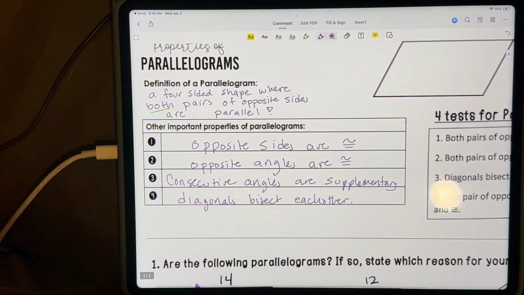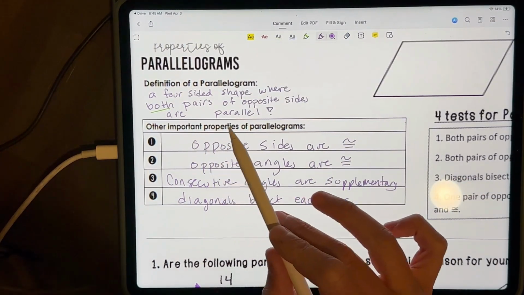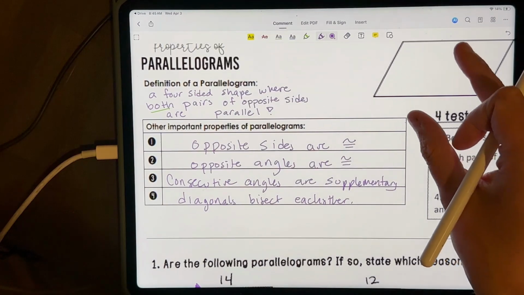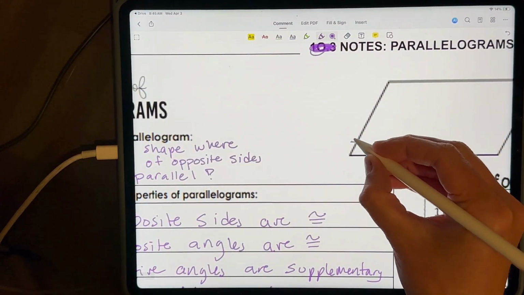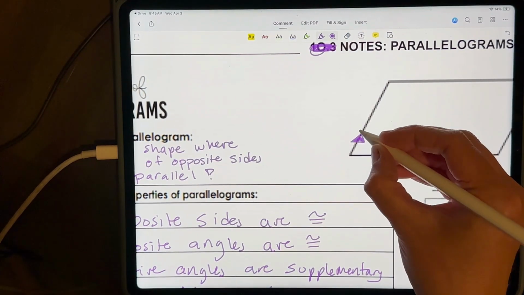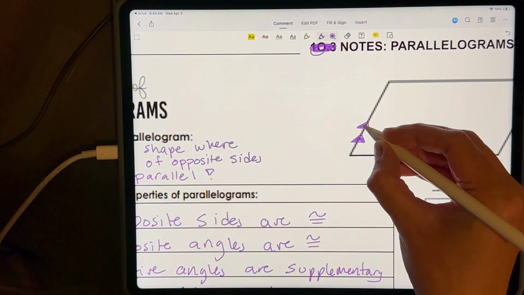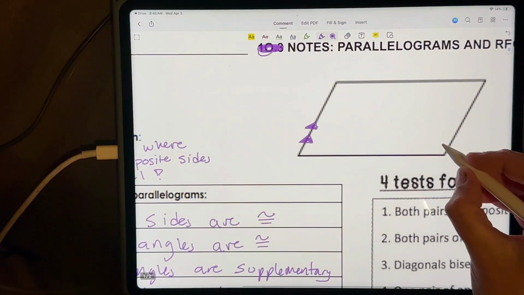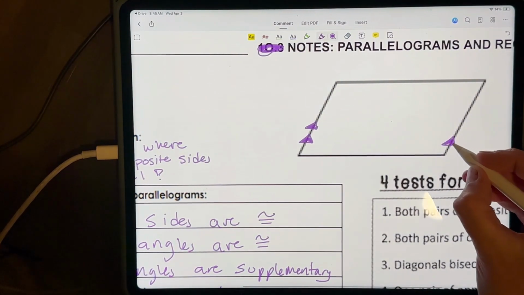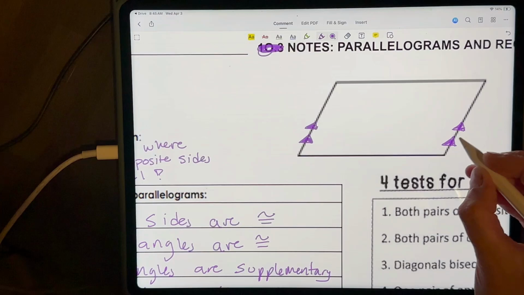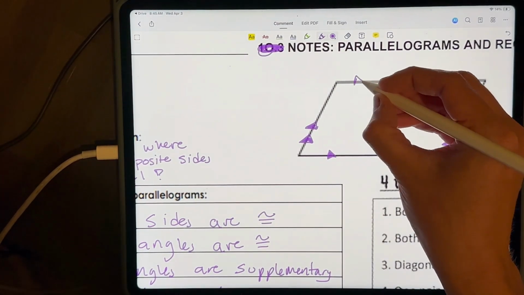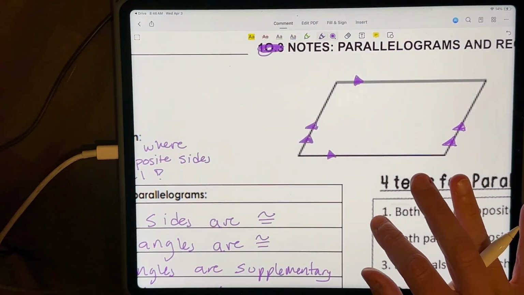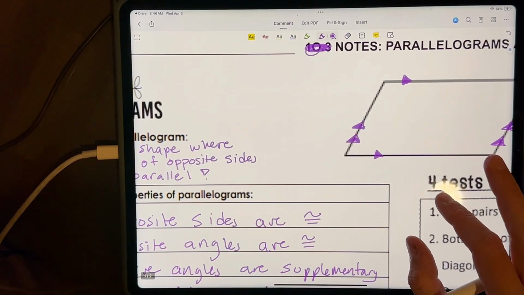First, the definition: a four-sided shape where both pairs of opposite sides are parallel. When you think opposite, if this is the left, then the opposite would be the right. So these two have to be parallel. Same with the top and the bottom. What's the opposite of the top? That would be the bottom. Remember that the triangle marks mean that things are parallel. So there's the first definition.